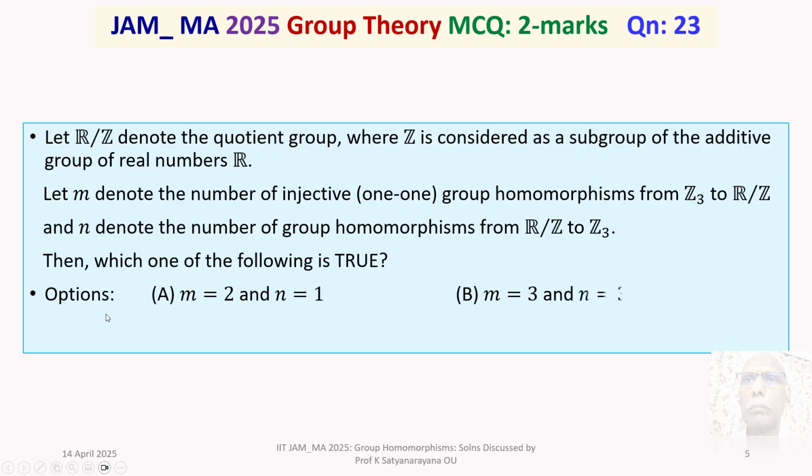We are given 4 options. Option A: M is equal to 2 and N is equal to 1. Likewise, options are given in B, C and D.